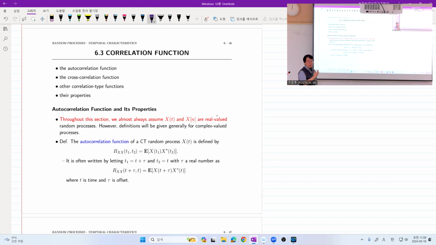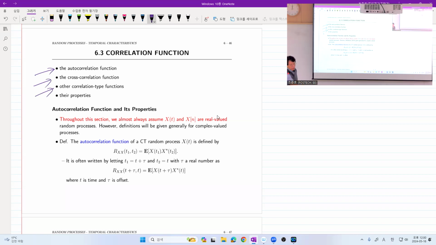And then the next topic would be estimation of correlation functions. Of course, we will not talk too much about it. We are just, again, scratching the surface. But it may satisfy you already. So our keywords: autocorrelation, cross-correlation, and other correlation type functions.